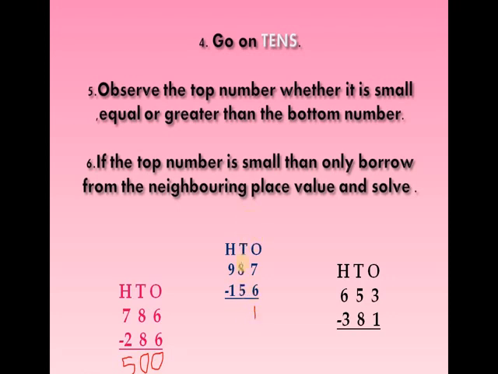Go on to tens. So we are going to observe this 8 and 5. The top number is greater, so we can subtract, no need to borrow. And 8 minus 5 is 3. So we are going to get 3.